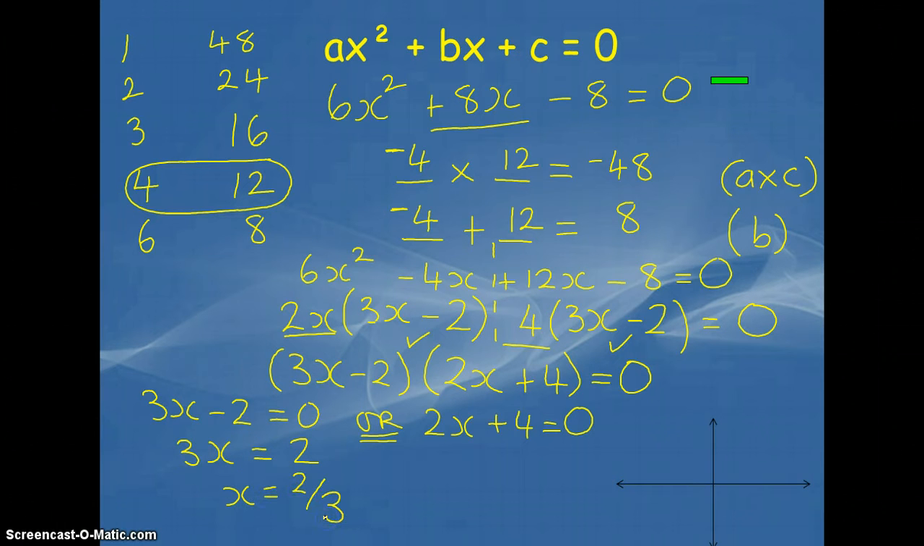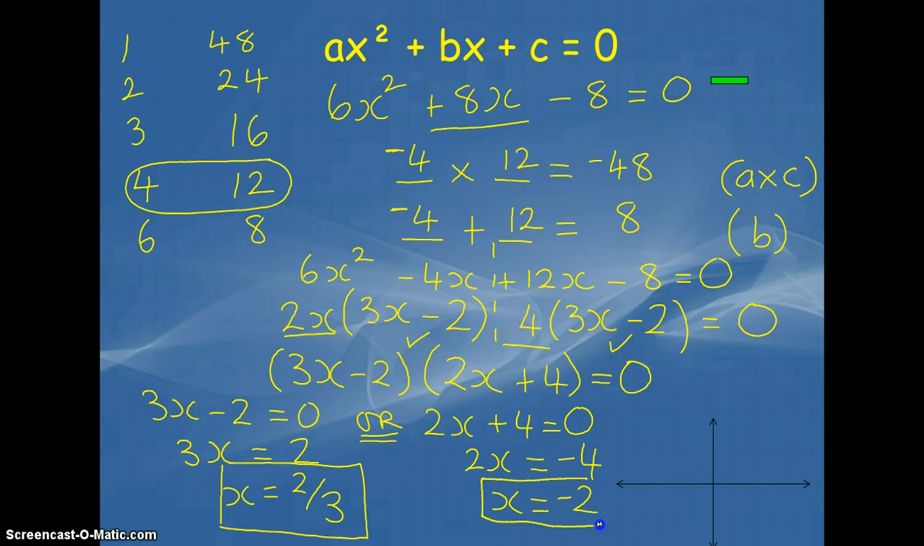I wouldn't worry about writing things in a fraction form, that's no problem at all. Again, for good examination technique, I'm going to box my answer. For the other bracket, the right-hand bracket, 2x plus 4 equals 0. Well, if I subtract 4 from both sides, I have 2x is equal to minus 4. Divide both sides by 2, x equals minus 2. So I've factorised and now solved my quadratic equation.